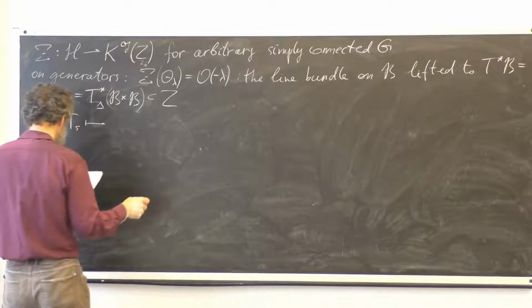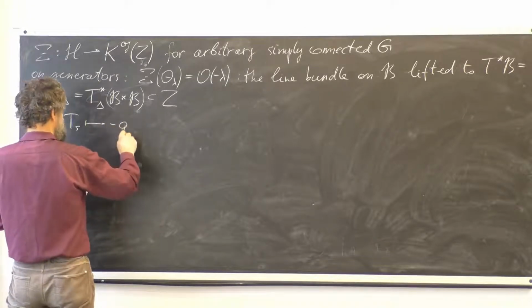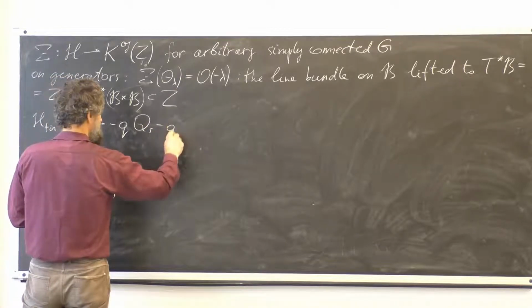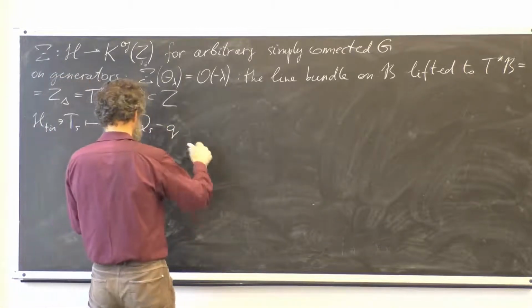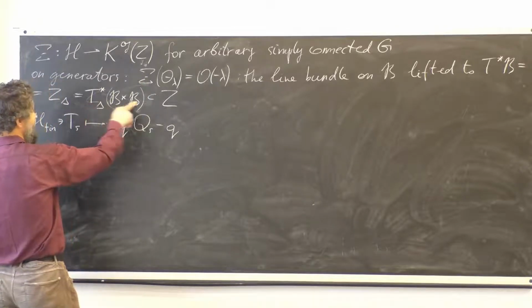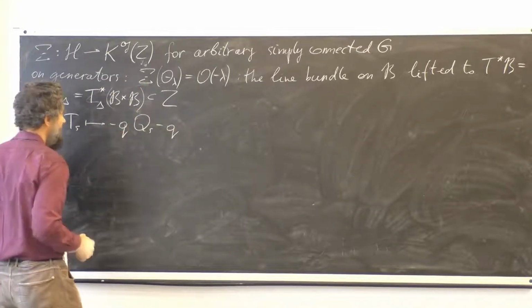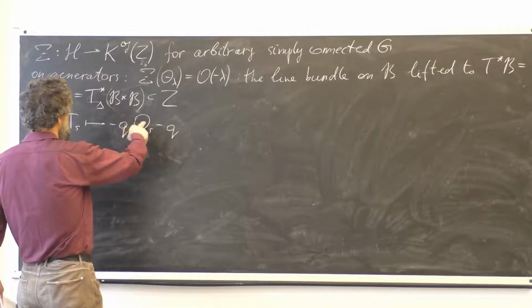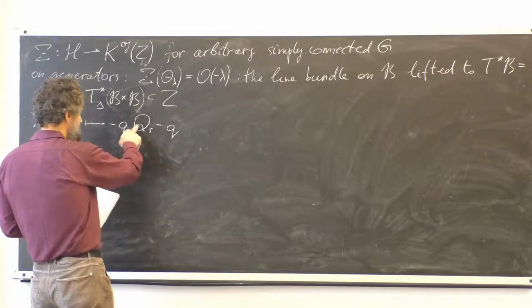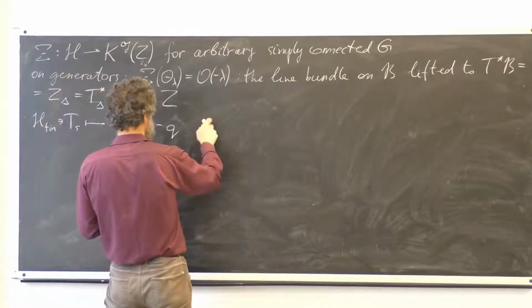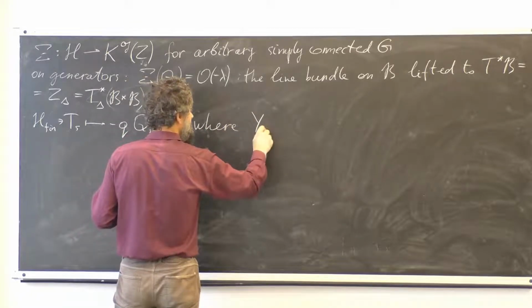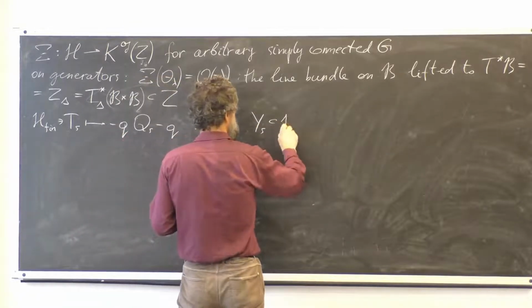and they go to negative q, qs minus q. So here qs is a certain line bundle on the conormal to the next smallest orbit, and I will say what it is. So ys is this next smallest orbit.